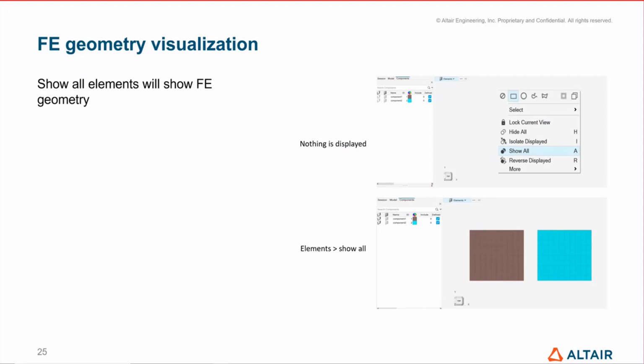Also, when you do element show all, since it's all FE geometry, we turn on these surfaces, because there's no way for us to show just elements without the surfaces. So these are a few exceptions with respect to the visualization of FE geometry.